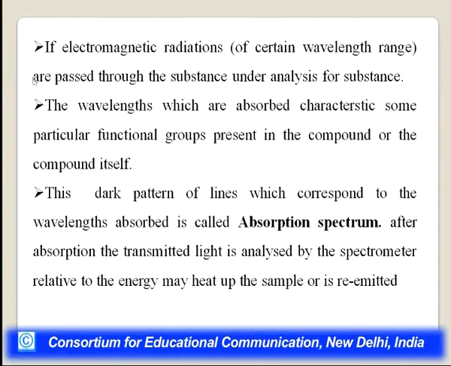If electromagnetic radiation of a certain wavelength range is passed through the substance under analysis, the wavelengths which are absorbed are characteristic of some particular functional group present in the compound or of the compound itself. This dark pattern of lines, which corresponds to the wavelengths absorbed, is called the absorption spectrum. After absorption, the transmitted light is analyzed by the spectrophotometer, relative to the energy which may heat up the sample or be re-emitted.